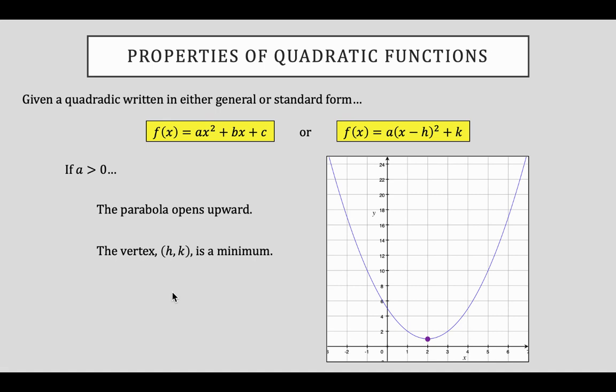Now, every parabola also has an axis of symmetry. The axis of symmetry for every parabola is going to be the vertical line x equals h, where h is the x coordinate of the vertex. If I were to draw the line x equals 2, that's a vertical line where all my x values are 2, it would split this parabola right in half.